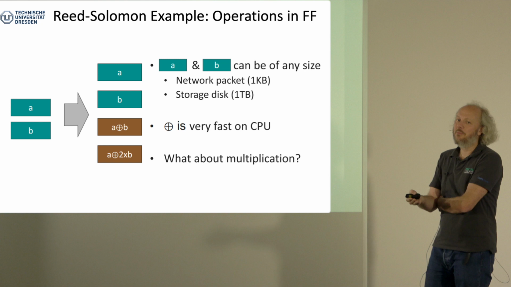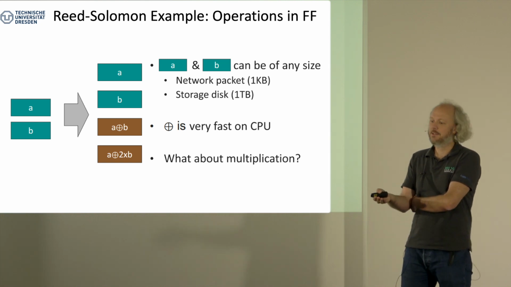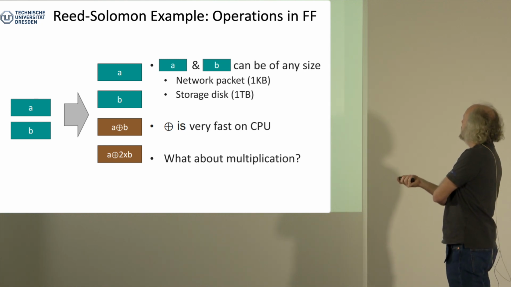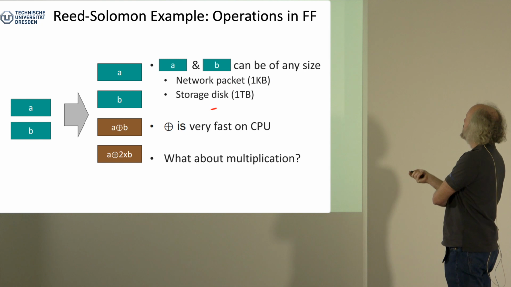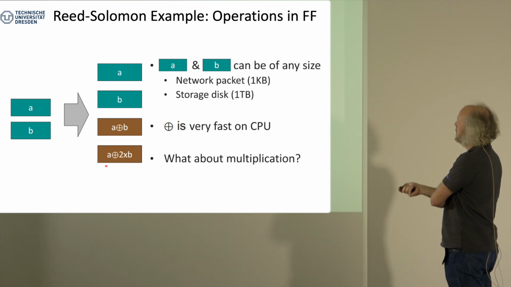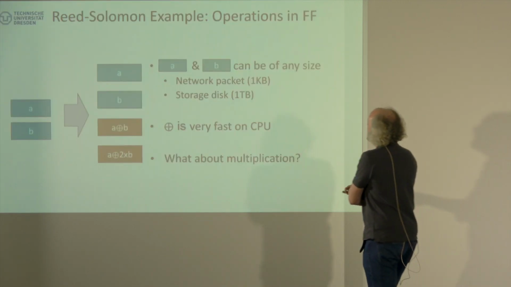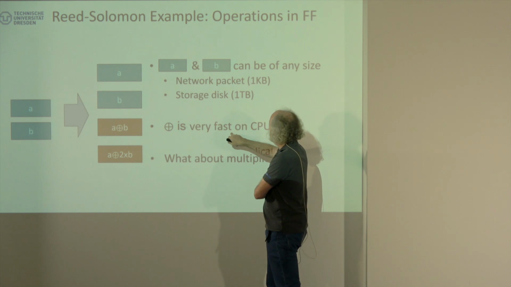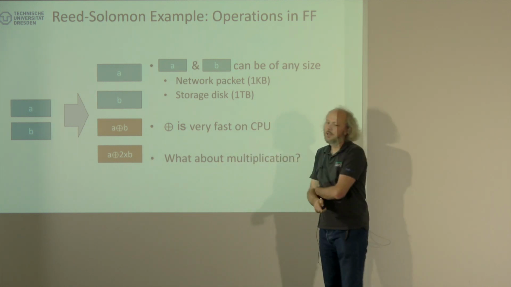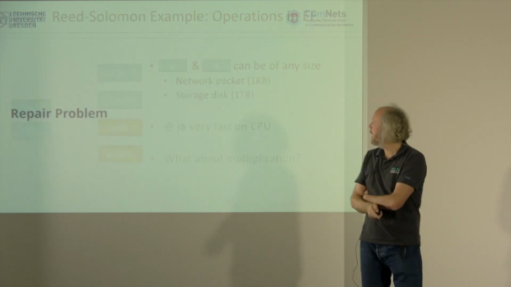And this is more or less the same what we have done in transportation. Nothing special there, right? And now, again, A and B can be of any size. A network packet 1 kilobyte, storage disk 1 terabyte, it doesn't matter. We will not discuss this. Normally in the storage we have the bigger packets here, right? The plus is very fast. The multiplication, you know how to do this. Use Codo, anything is fine.